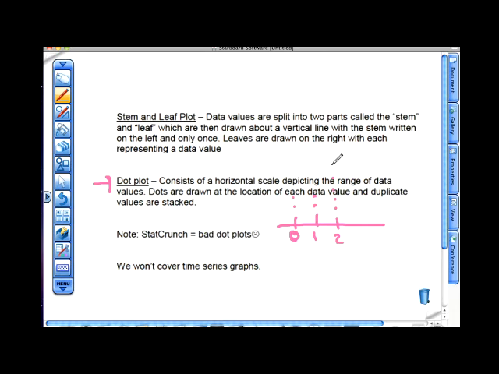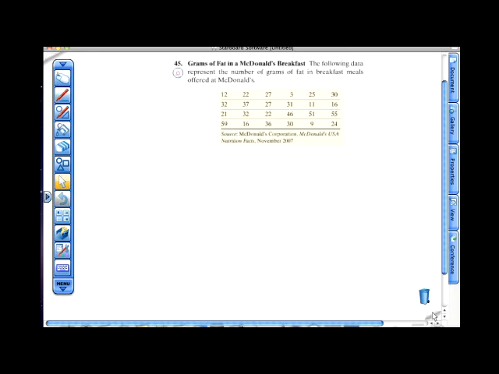In StatCrunch, I don't know why, but the dot plots are really bad. So I'm going to ask you to do them just so you know that they exist in there, but be ready because they're kind of not very good. And in 2.2, they talk a little bit about time series graphs, and I do not cover those either. Okay, so let's go to the next page and look at our next data set. Okay, so this is a data set out of the book. It's number 45 on, I forget what page, but it's in 2.2. And let's construct a stem and leaf graph, okay?